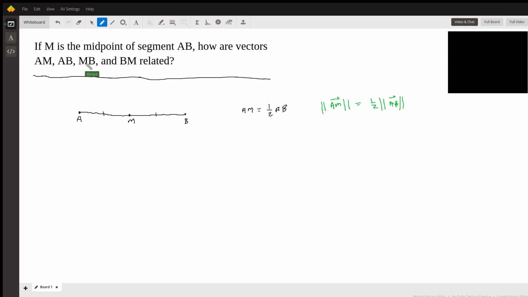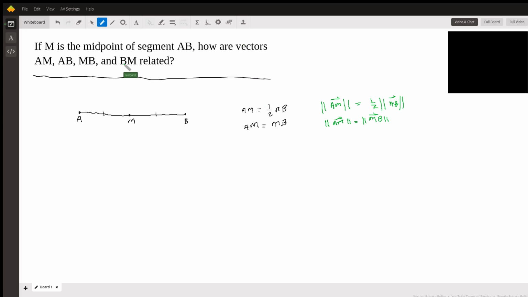Okay, the next one is MB, and you could just say that the magnitude of AM is the same as the magnitude of MB. In the world of vectors, we would do something similar to what we did a minute ago. So the magnitude of vector AM is equal to the magnitude of vector MB. If you wanted to use vector notation, that's what you would use.